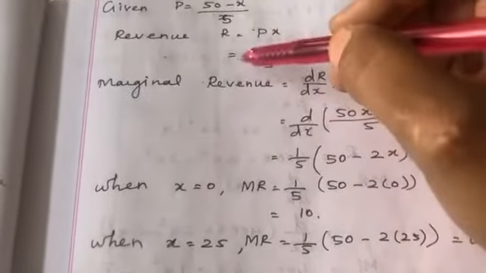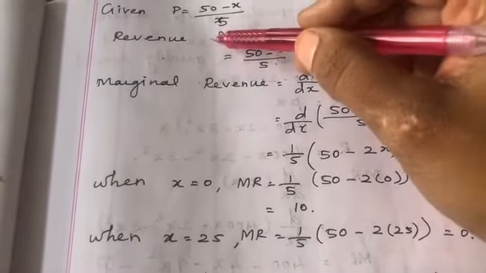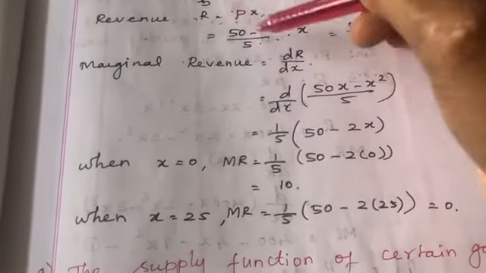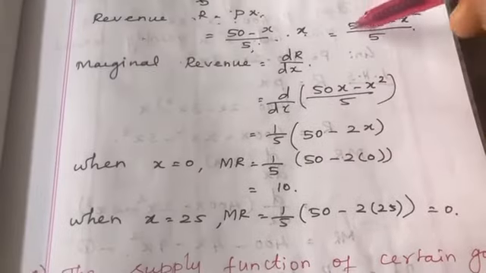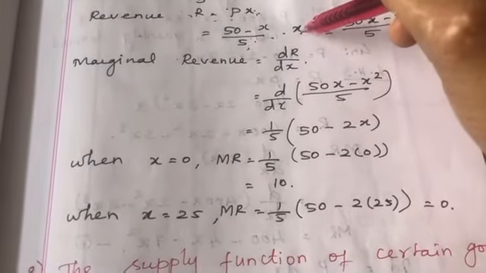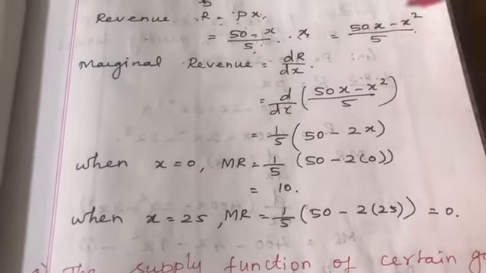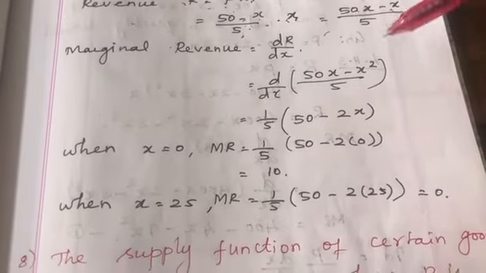What is our revenue? Revenue R is equal to Px. Revenue is P into X. P is 50 minus X by 5. We have to multiply it with X. So 50 minus X into X in the numerator. That is 50X minus X square divided by 5.